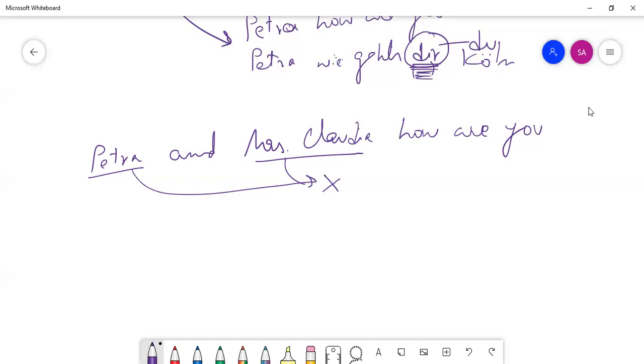I will most likely be facing a situation like, Petra, how are you? And Mrs. Claudia, how are you? So there will be two separate sentences. Because if you were to convert it to German, I don't know how complicated it will be, using both respect and non-respect in the same sentence. So that's a very unlikely situation.